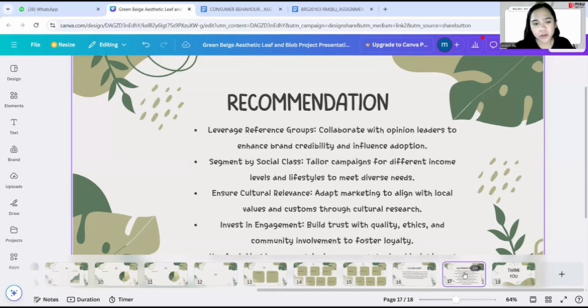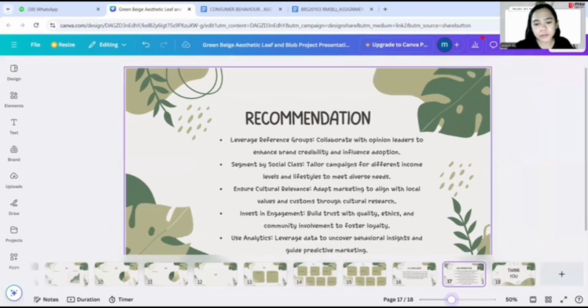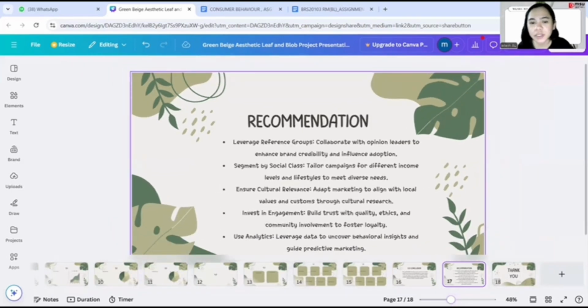And here are the recommendations, we have five. First one is leverage reference groups: collaborate with opinion leaders to enhance brand credibility and influence adoption. And second one is segment by social class: tailor campaigns for different income levels and lifestyles to meet diverse needs. Third, ensure cultural relevance, which is to adapt marketing to align with local values and customs through cultural research.